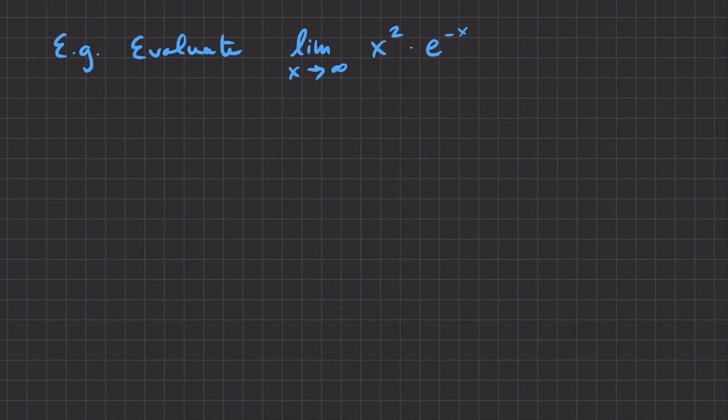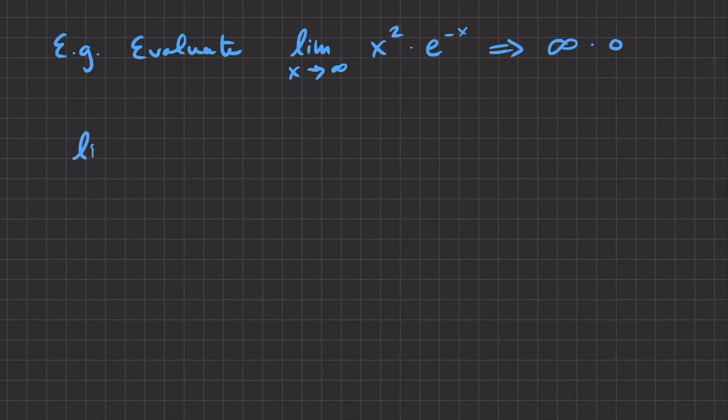And I hope that you can see that this one doesn't immediately fall into L'Hopital's rule, right? As x approaches infinity, x squared approaches infinity. And as x approaches infinity, e to the negative x approaches zero, right? So we've got infinity times zero. That does not technically satisfy L'Hopital's rule, right? So this is what I'm saying, where you kind of have to massage it a little bit and kind of work it until it actually does work out that way.